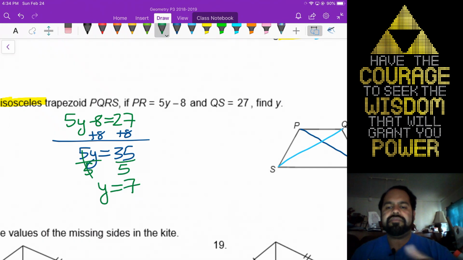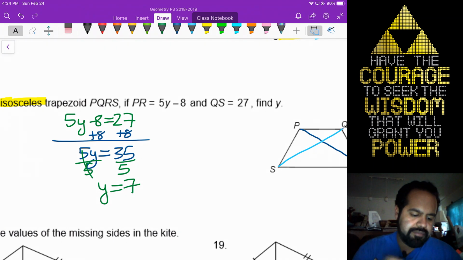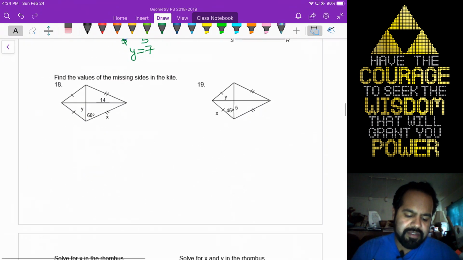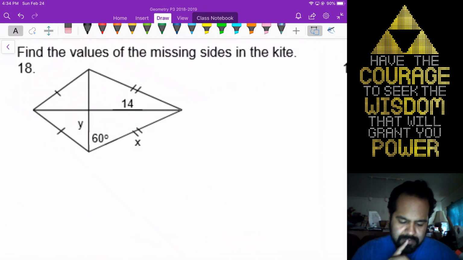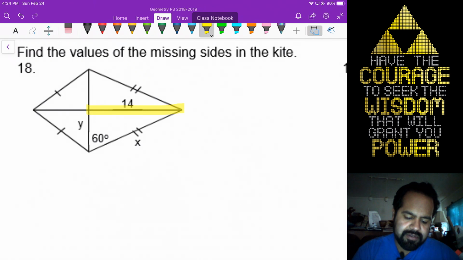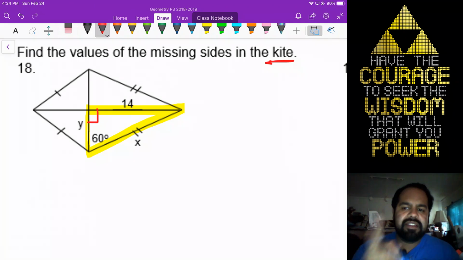All right. So there's our value. Find the value of the missing sides in our kite. Let's see here. I'm given an angle. I know one of the parts. I treat this as a triangle, and I know a kite forms a right angle at the diagonals. That means we're dealing with a special right triangle here.